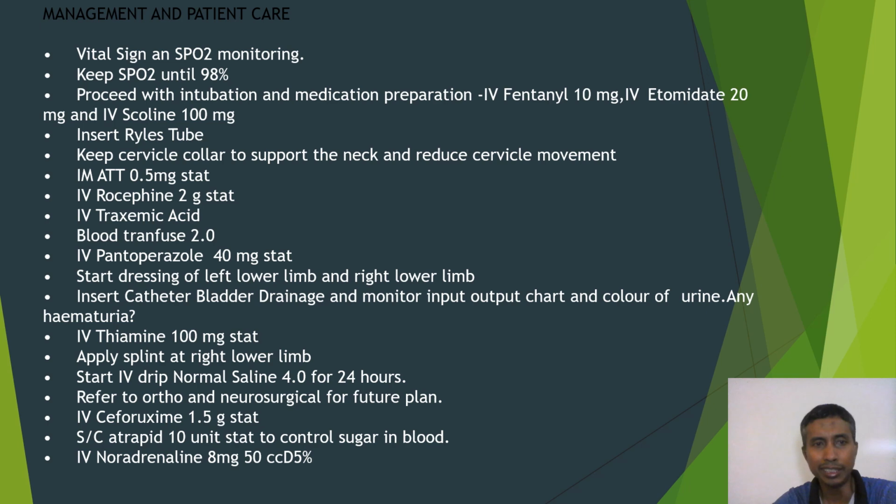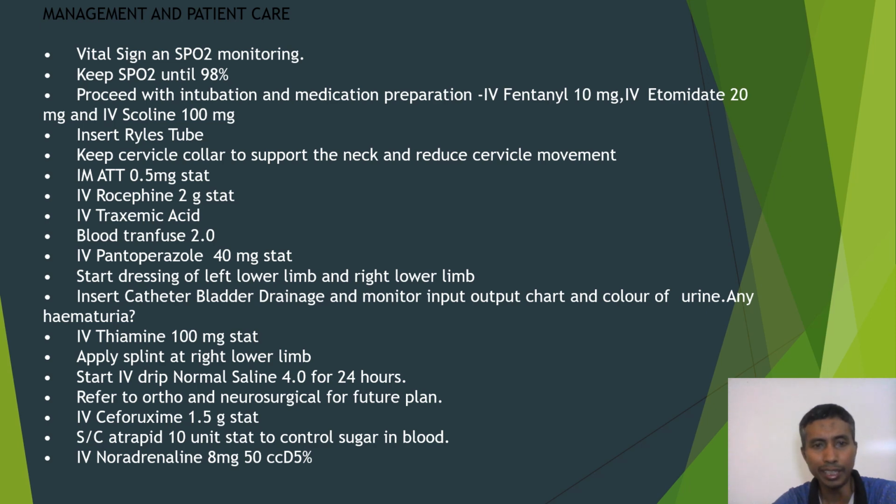IM anti-tetanus toxoid 0.5 mg stat. IV ceftriaxone 2 gram stat. IV tranexamic acid, blood transfusion 2 pints. IV pantoprazole 40 mg stat. Start dressing of the left lower limb and right lower limb. Insert catheter for bladder drainage and monitor input output chart and color of urine, any hematuria or not. IV vitamin K 100 mg stat.